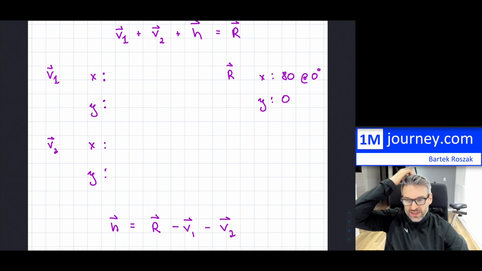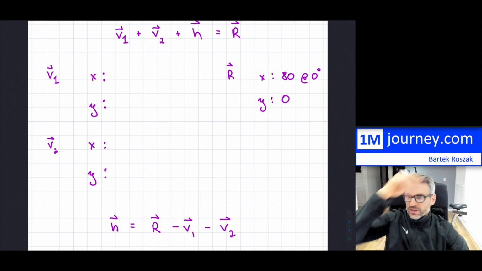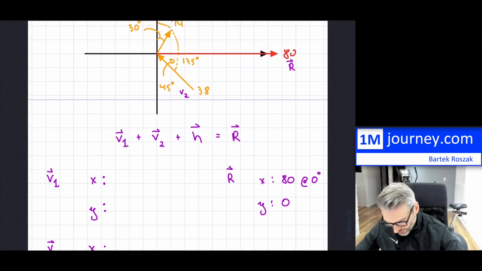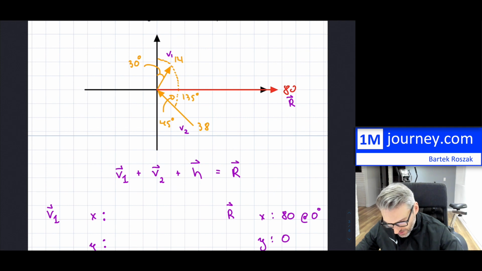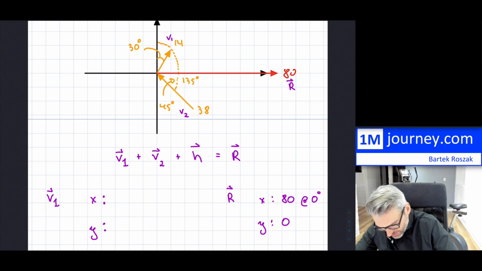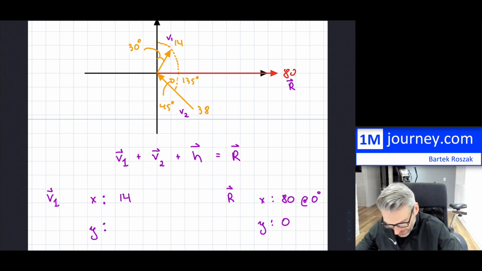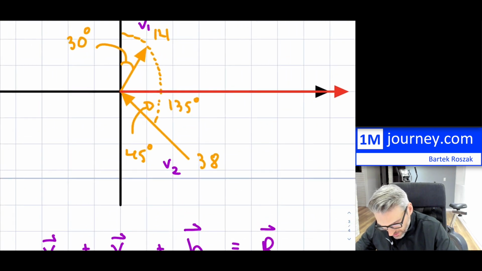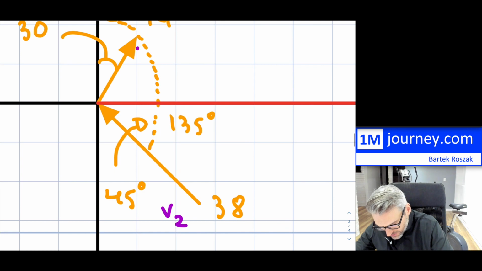Okay, so that's what we're going to try to do. Let me find the x and y components in here. For V1, I have it at 14, so within here, this is going to be 14. So that's for that vector. And that is going to be, so if I go in here, right? So this is what I'm going to have.